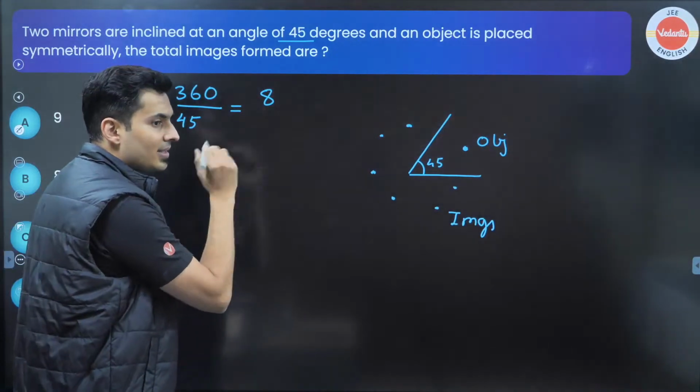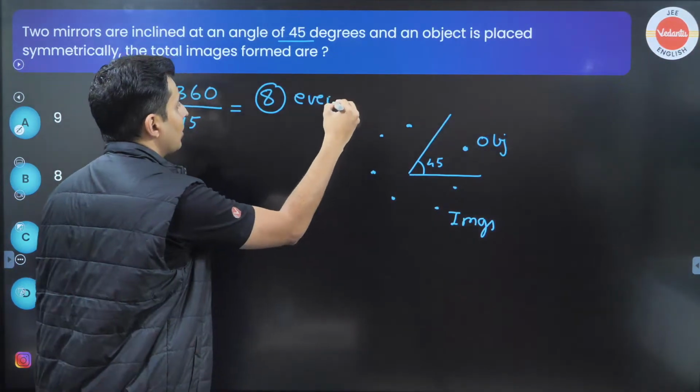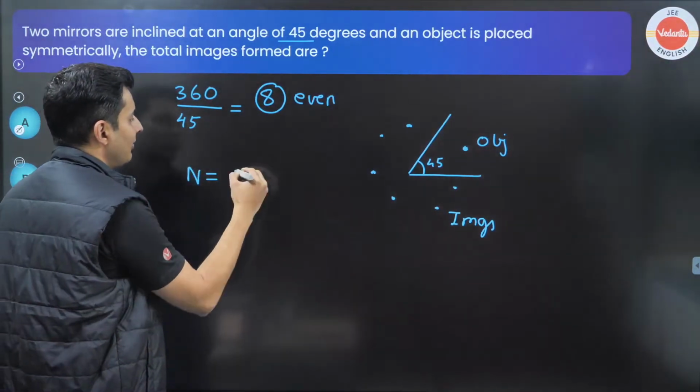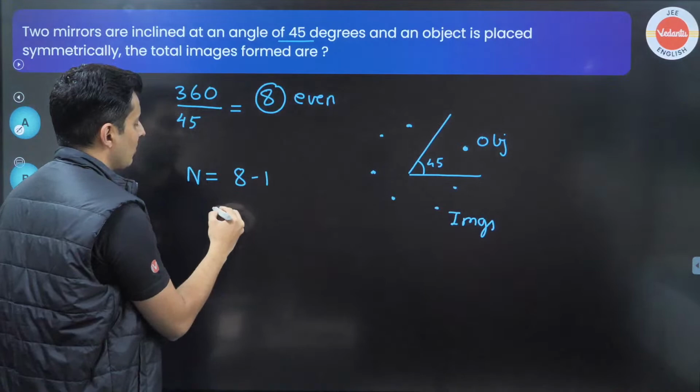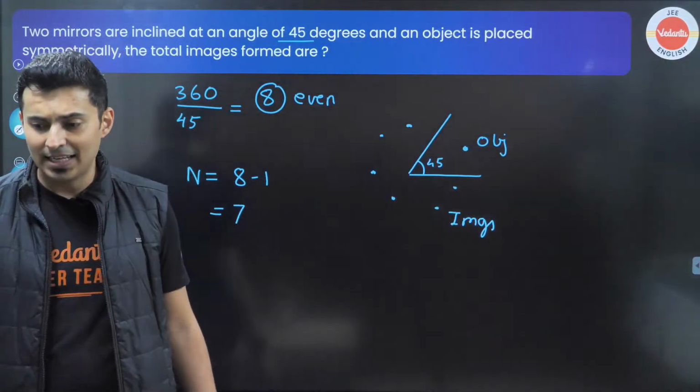Now check if it is even or if it is odd. If this is even, like you can see, the total number of images will be that number minus 1. So in this case, it is going to be 7. Very good, Arvind, Sri Priya, excelente.